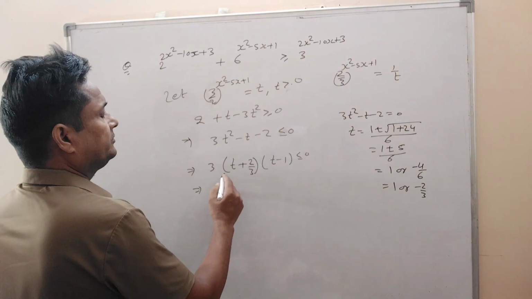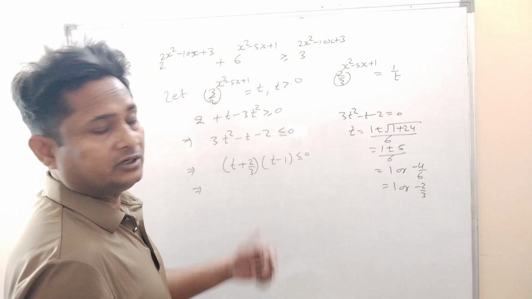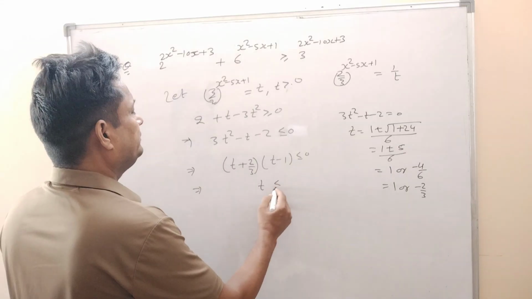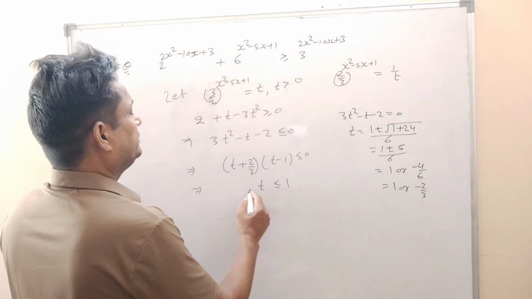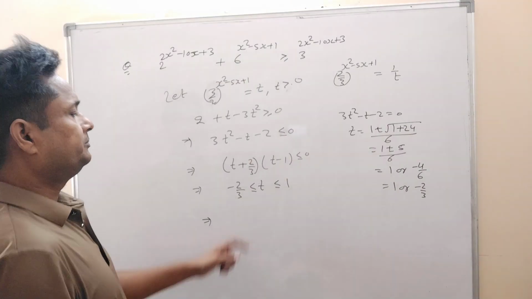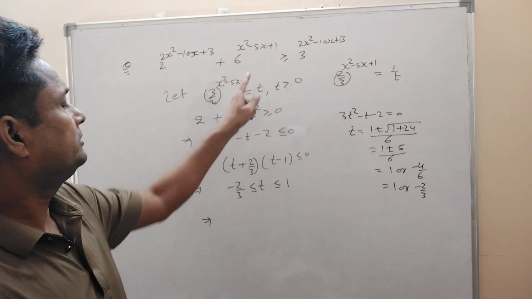equal to 0. Divide by 3 both sides. 3 is a positive number, so the inequality will not change. Now the solution of this one will be how much? t will be less than or equal to 1 and greater than or equal to minus 2 by 3. Now t is how much? t is 3 by 2 to the power this number.